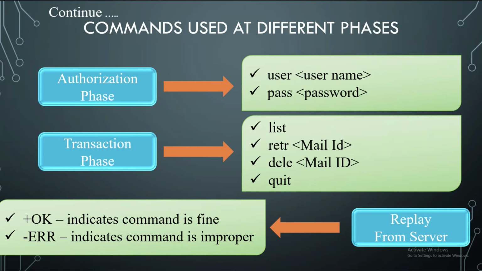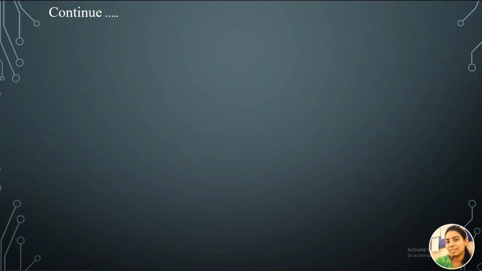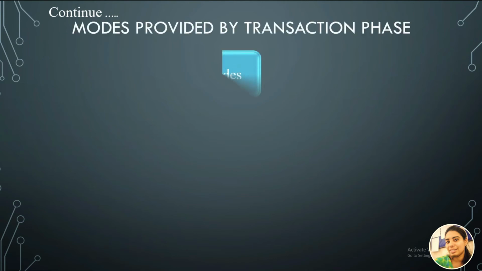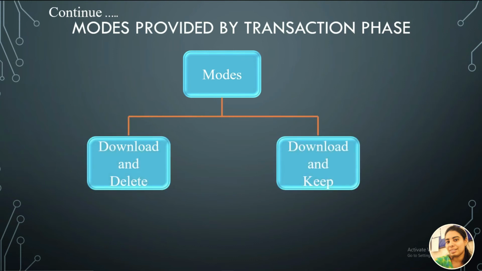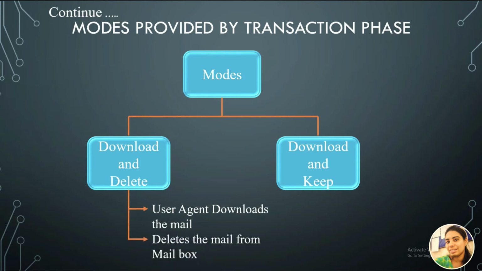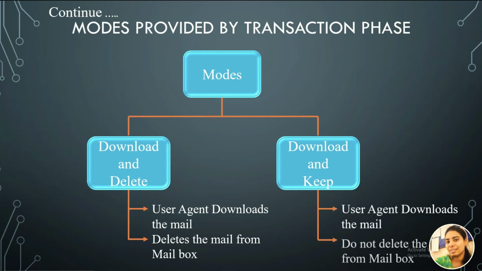Based on the order of the commands used by the user, the transaction phase provides two types of modes, that is the download and delete mode, and the other one is the download and keep mode. As the name suggests, in download and delete mode, the user retrieves the mail and asks to delete that particular mail from the server. While in download and keep, the user will only ask to retrieve the particular mail. It does not delete the mail from the mailbox.